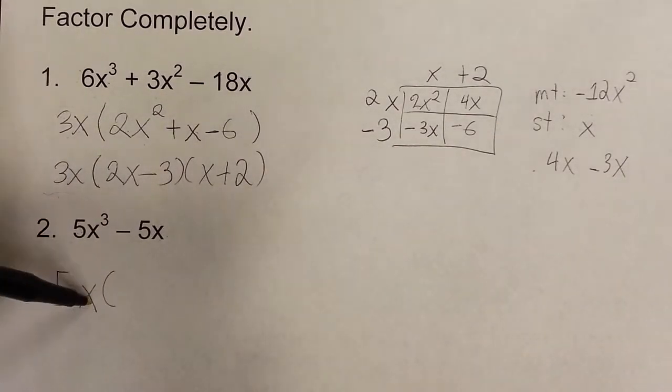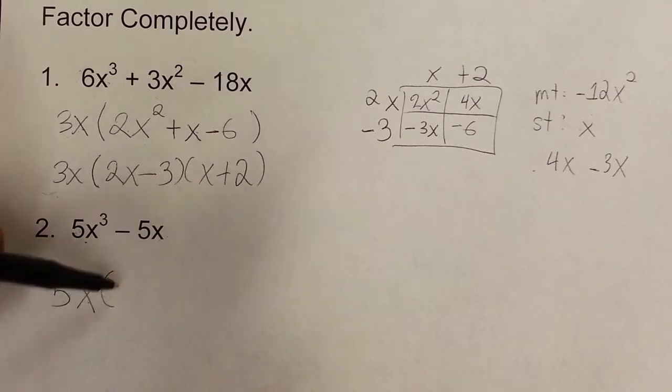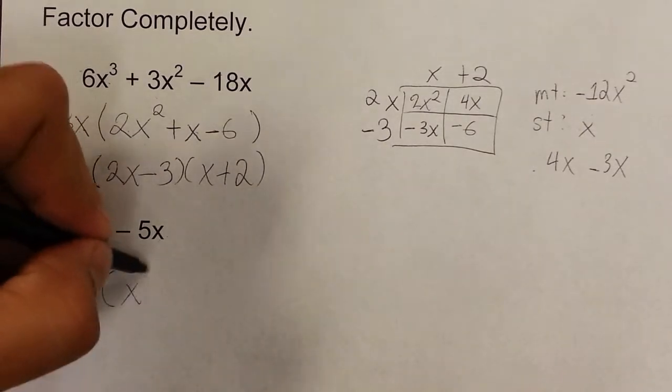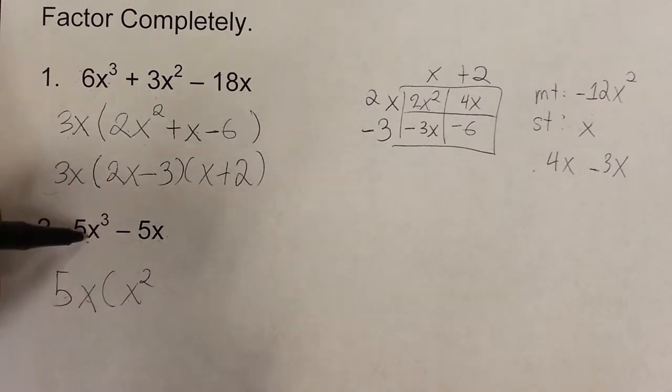So what times 5x would give us 5x cubed? Well, we've got 1 and an x squared. If you were to check, 5x times x squared, 5x cubed.